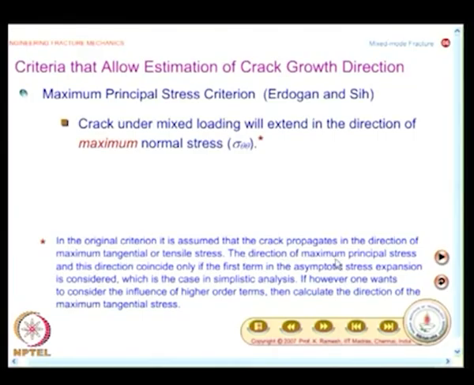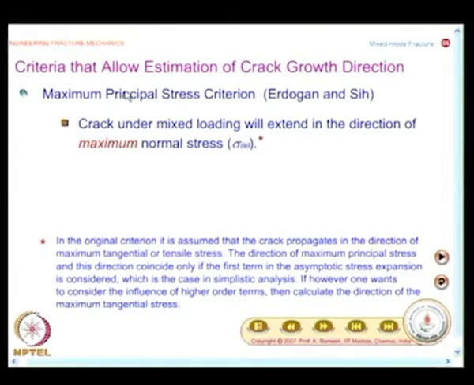The direction of maximum principal stress and this direction coincide only if the first term in the asymptotic stress expansion is considered. We have already seen, though we have developed a multi-parameter solution, we said for all our fracture discussion, we would confine our attention to the first term in the series. When I consider only the first term, this boils down to maximum principal stress. So, that is why this is put as maximum principal stress criterion, but a generic terminology is maximum tangential stress criterion.